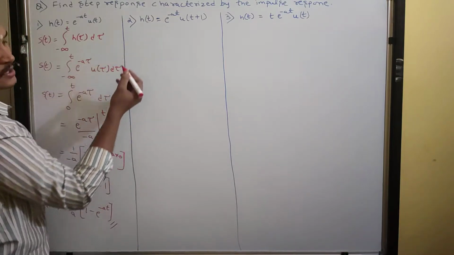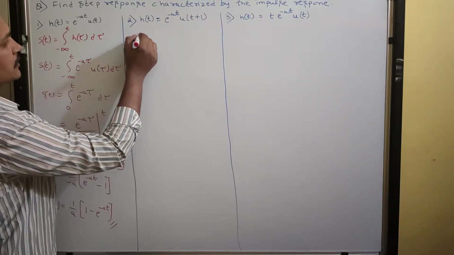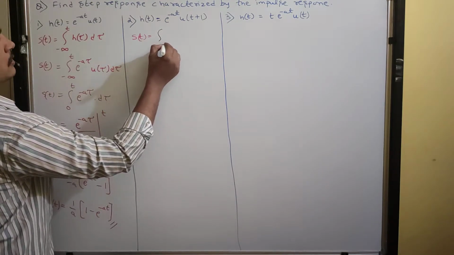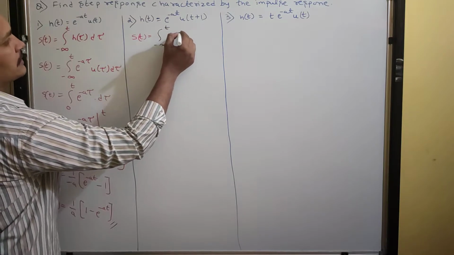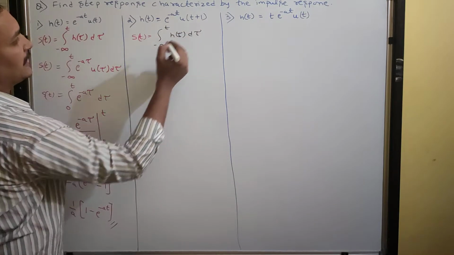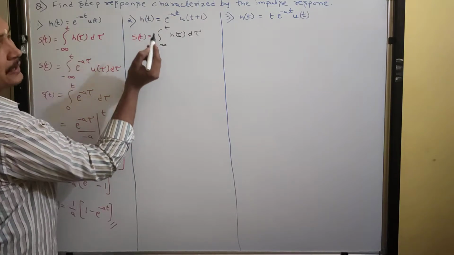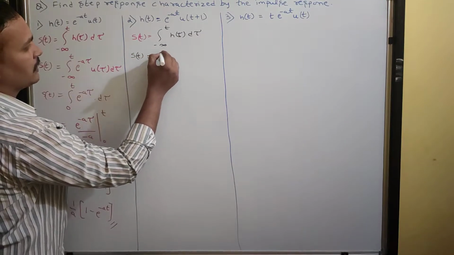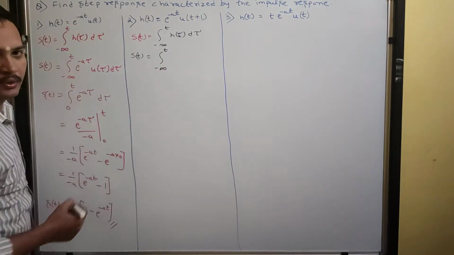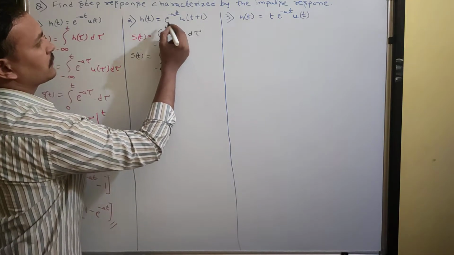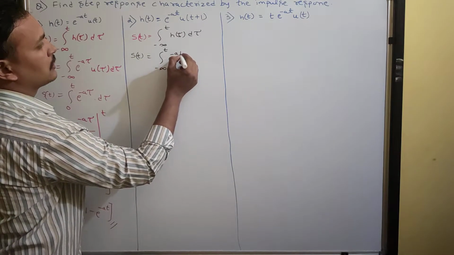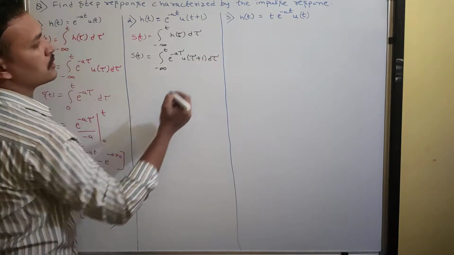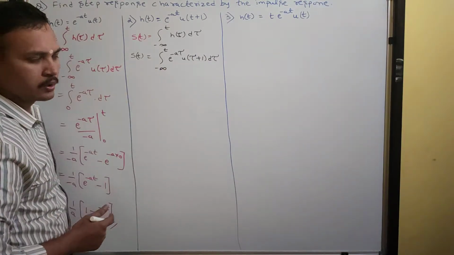Again they ask for the step response. What is the formula? Step response s of t is equal to the integral from minus infinity to t of h of tau d tau. So replace t by tau in the h of t equation. Therefore s of t is the integral from minus infinity to t. What is h of tau? E power minus a tau into u of tau plus 1, into d tau.